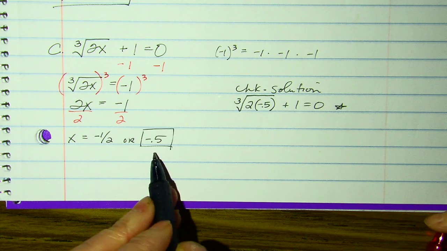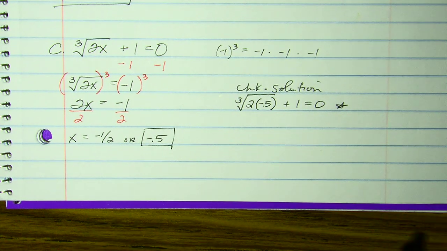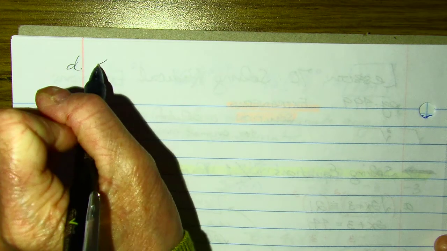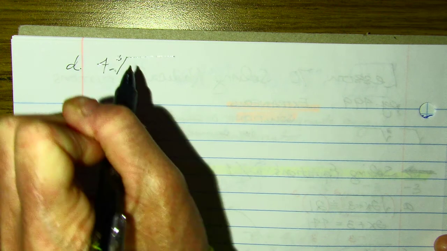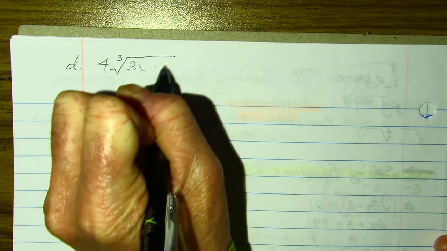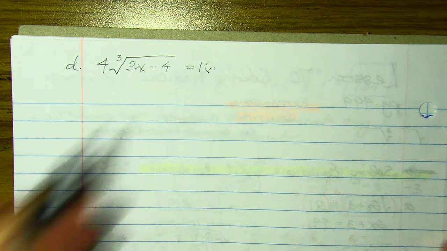So x equals negative 1/2 or negative 0.5. Next, part D. You can use these notes for homework in the future. You can be doing this along with me. If you're doing this along with me, you're going to be fine in this class. So cube root of 3x minus 4 equals 16.